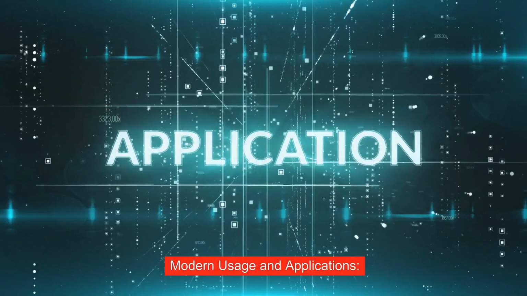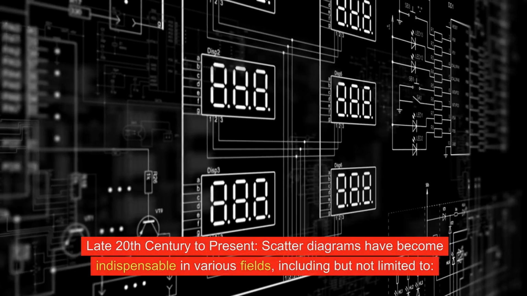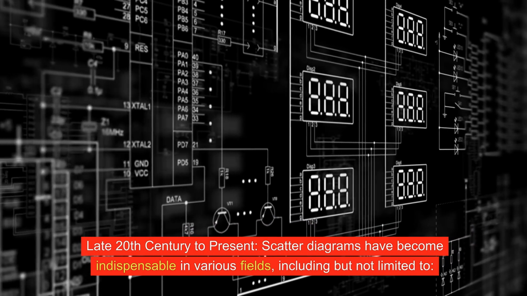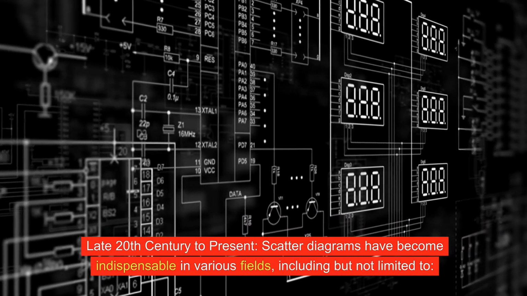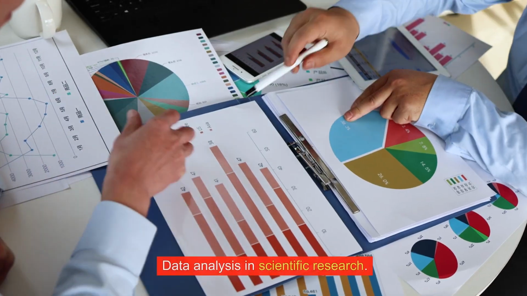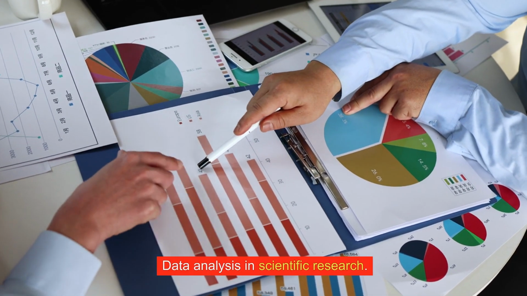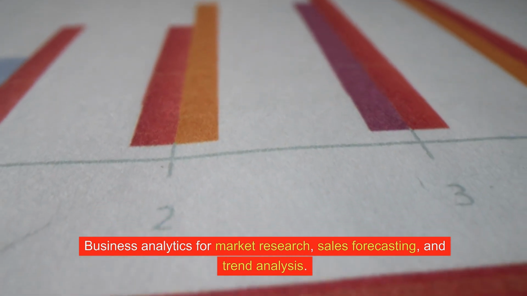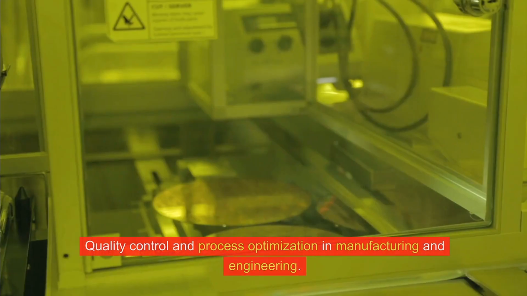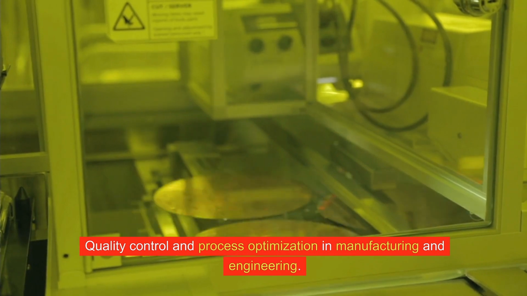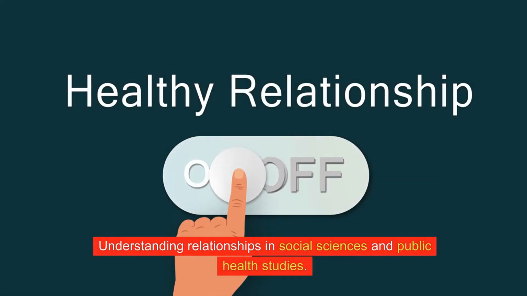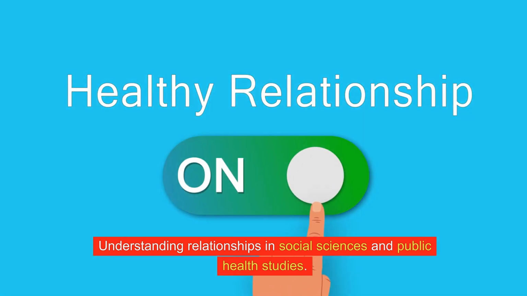Modern usage and applications, late 20th century to present. Scatter diagrams have become indispensable in various fields, including but not limited to data analysis and scientific research, business analytics for market research, sales forecasting, and trend analysis, quality control and process optimization in manufacturing and engineering, understanding relationships in social sciences and public health studies.